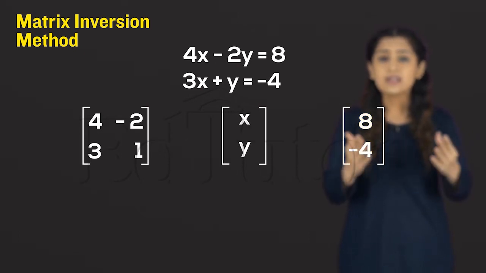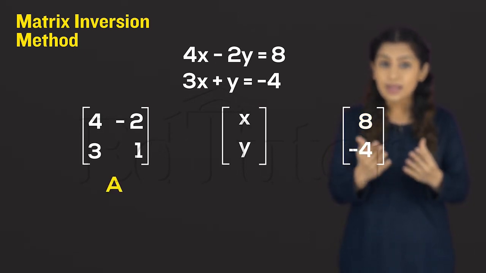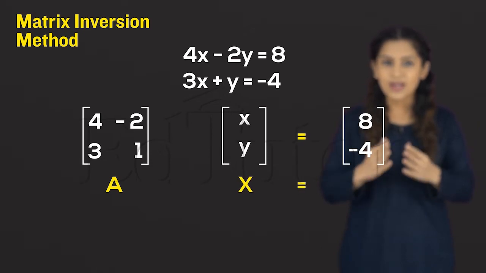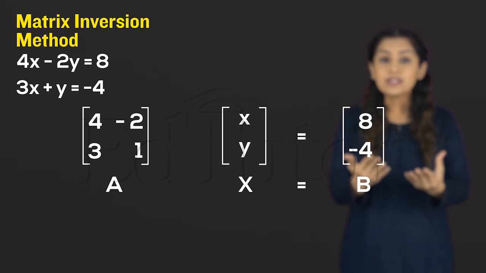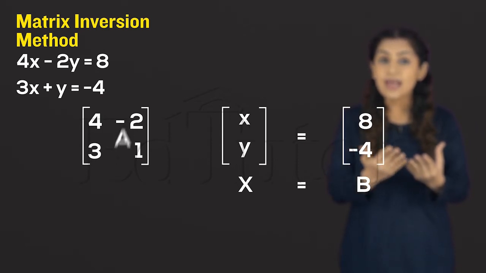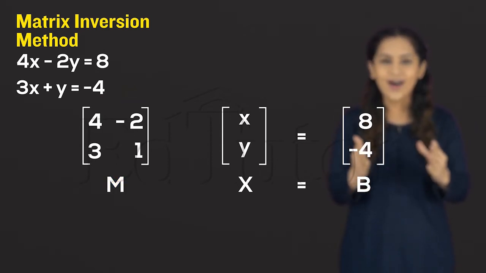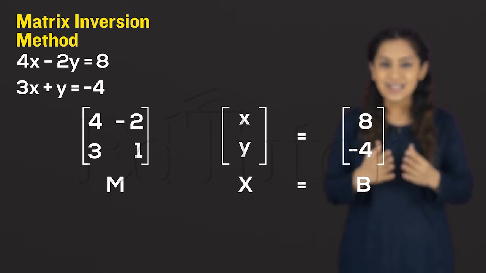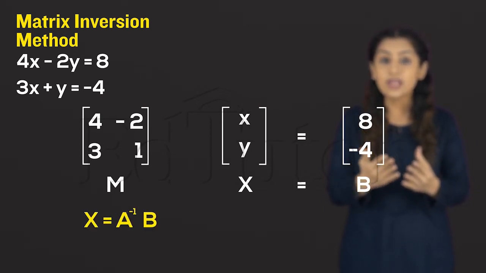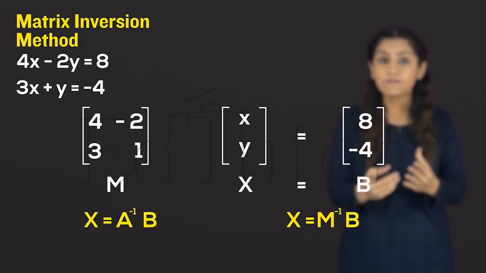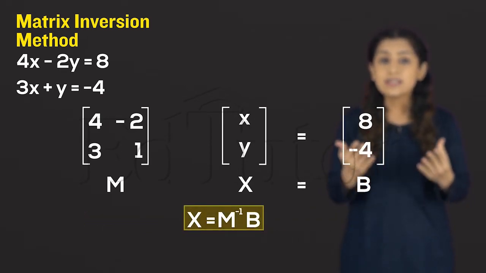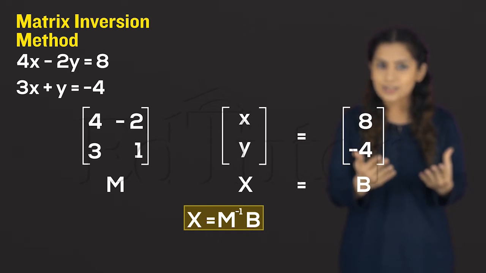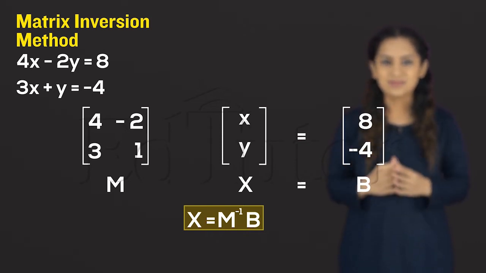In a previous lesson, we labeled this one as A, this as x, and this one as b. But what would happen if we labeled this matrix of coefficients as m instead of a? Honestly, nothing changes. Just replace the inverse of a with the inverse of m in the final formula. Point being, you can name these matrices any way you want. What actually matters is their placement.